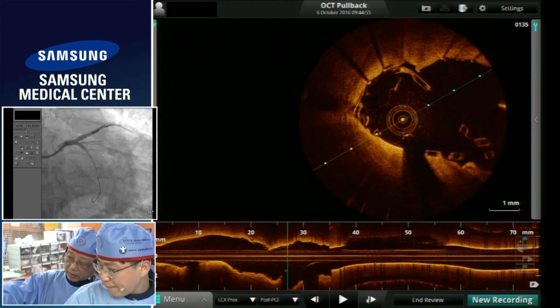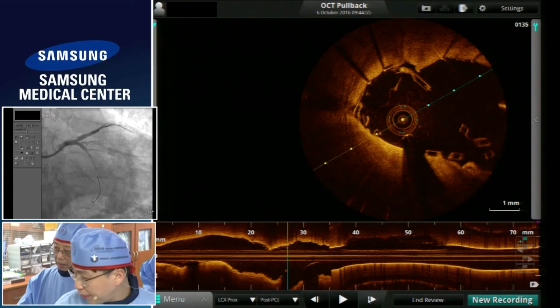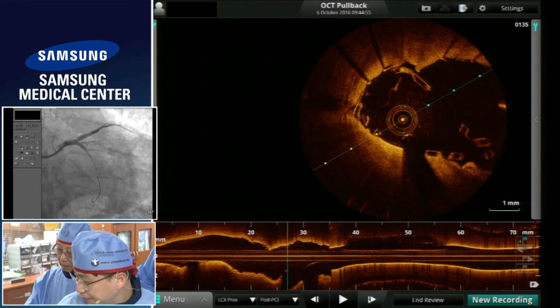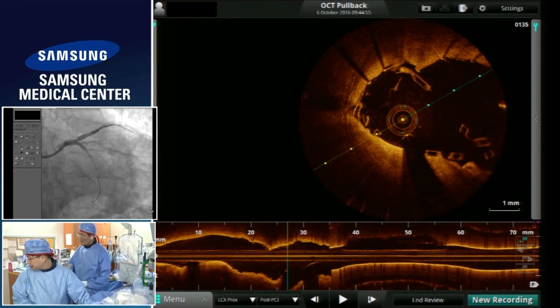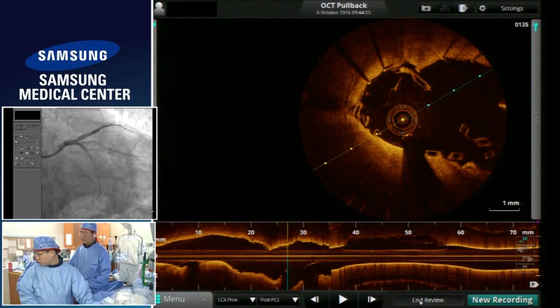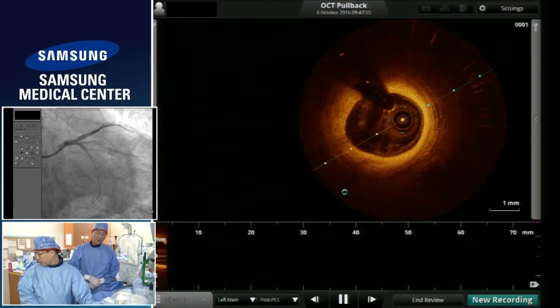You see here, there is some malposition, but this is also acceptable. A little bit of small fracture due to kissing ballooning. This happens by the kissing ballooning from the TAP technique. It's quite stable, I think. How about the struts at 4 o'clock in the LAD, Dr. Kwon? Yes, there is some disruption.